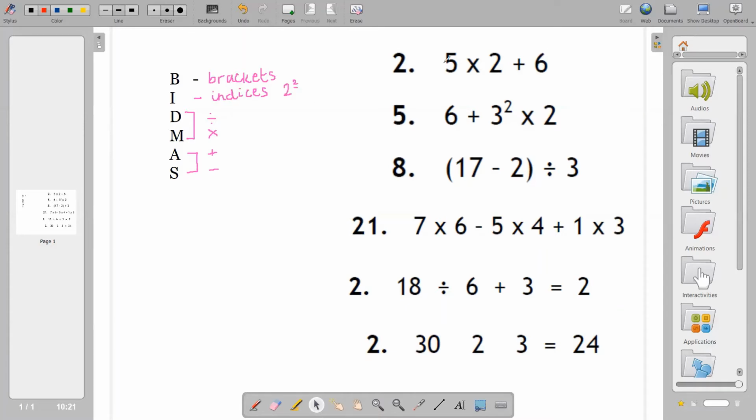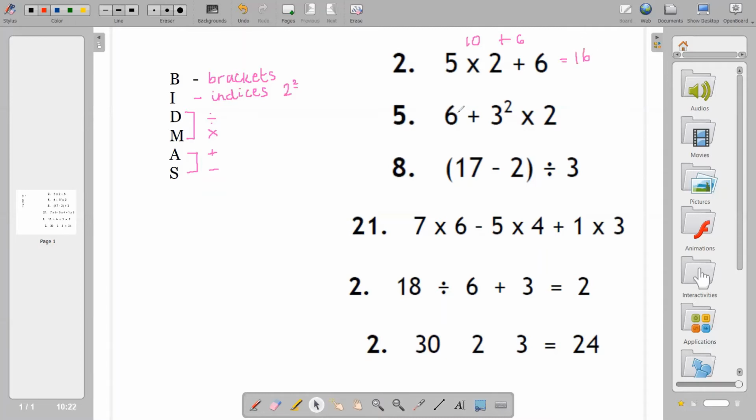So let's go over and have a look at some examples here. So for question number 2 here, these are the questions that are in section A. So we have 5 times 2 plus 6. So we have multiplication, so we do that first. So that becomes 10, and then we can add our 6. So we have 10 plus 6, so our answer would be 16.